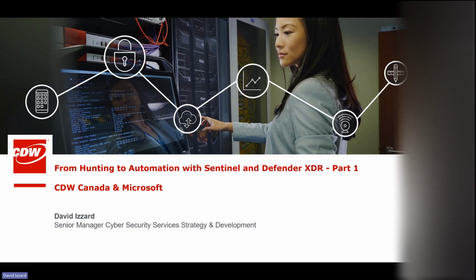The title of this webinar, of course, is From Hunting to Automation with Sentinel and Defender XDR. This is part 1 of 2, so this is a series of webinars where we'll be focusing on this content. Today's focus will be primarily on how to start that hunting process and walk through that hunting process and actually do some hunts. The second part, which will occur later on, next week's currently scheduled, will focus a little bit more on the hunting and then how to potentially automate those hunts within your environment. Again, specifically leveraging Sentinel and Defender.